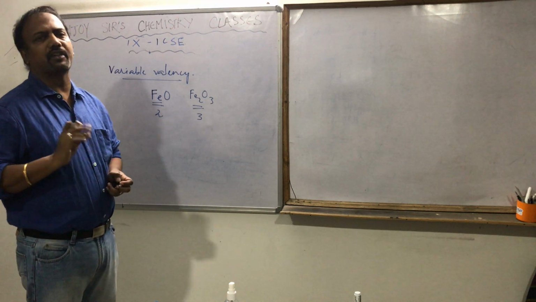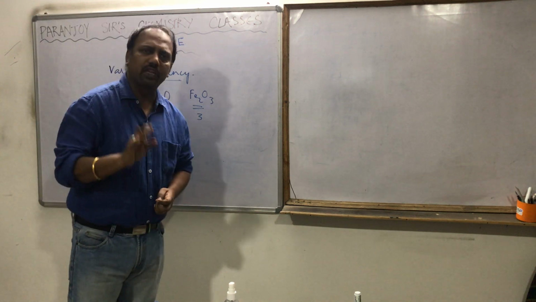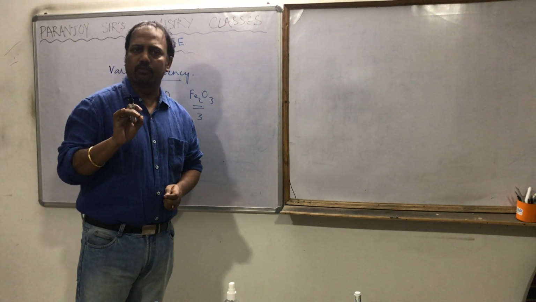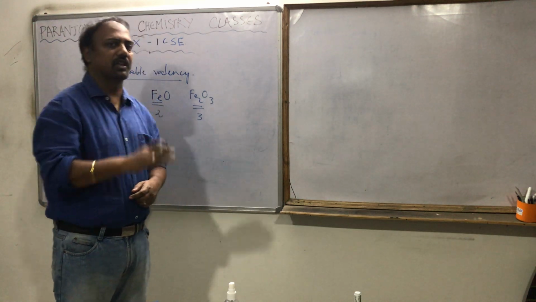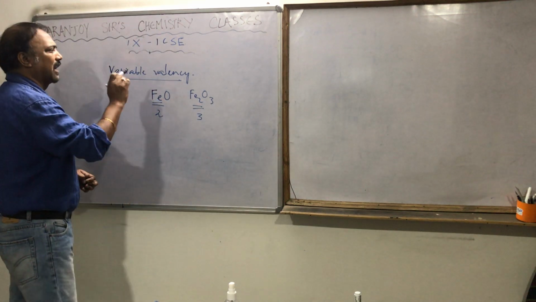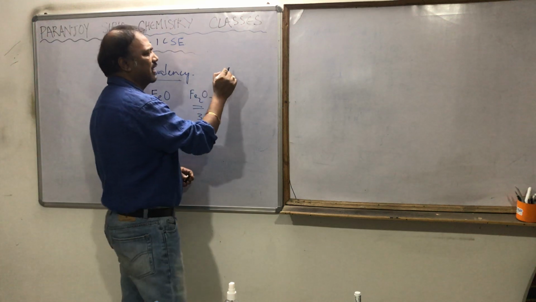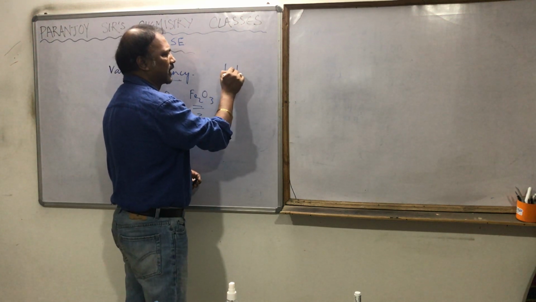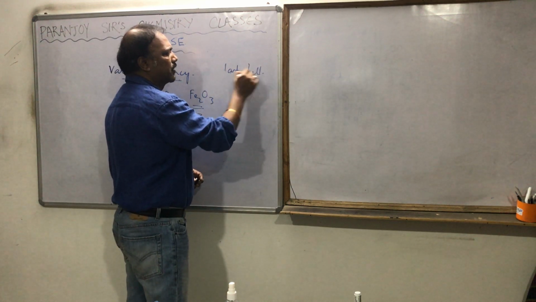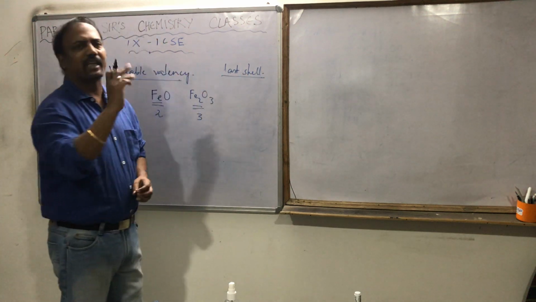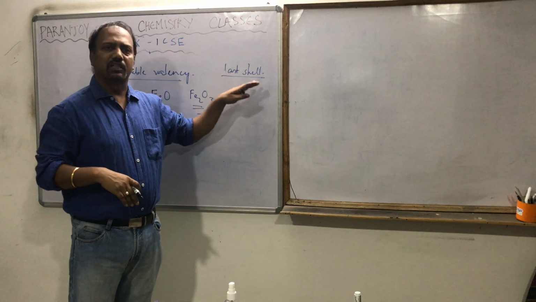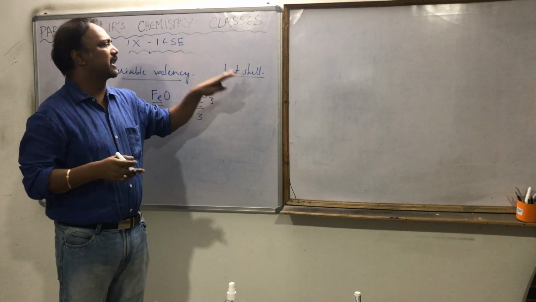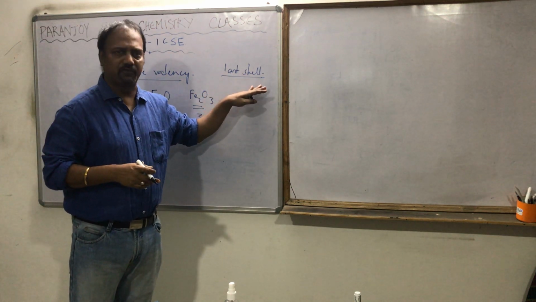Now why are they showing the variable valencies? They are showing variable valencies because of the penultimate shell's electrons. What is penultimate shell's electron? Okay. First, valence shell. Which is valence shell? Valence shell is the last shell. Till now, whatever we had seen, the gain or the loss or the sharing of electrons is happening from the last shell. That means that to understand the valency, the electrons of the last shell were involved.